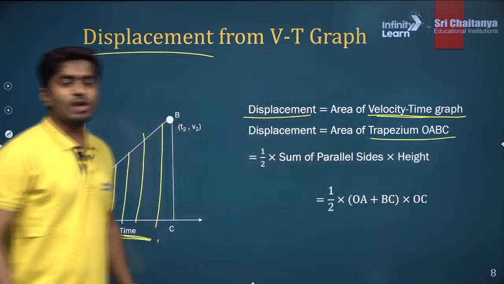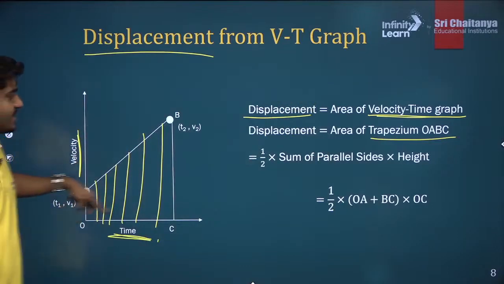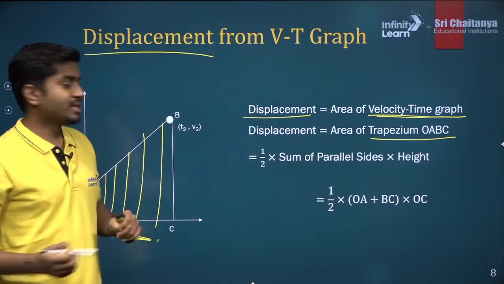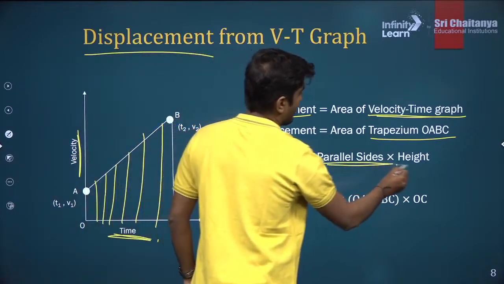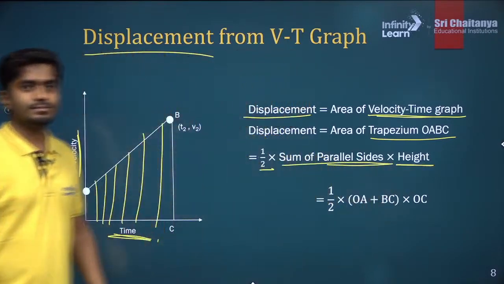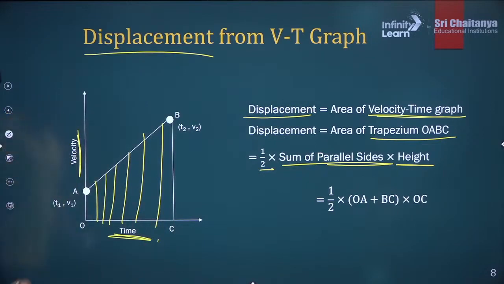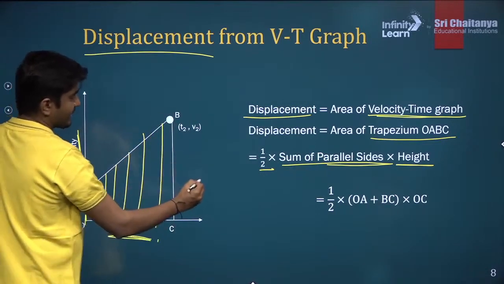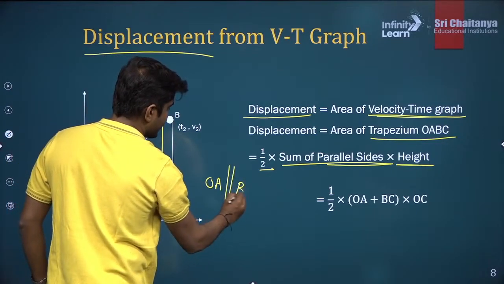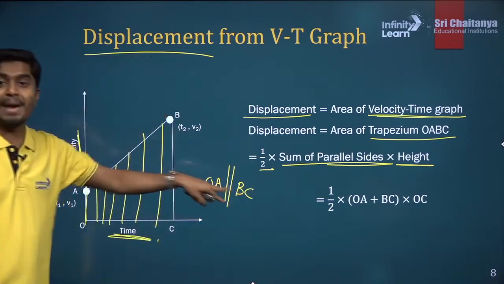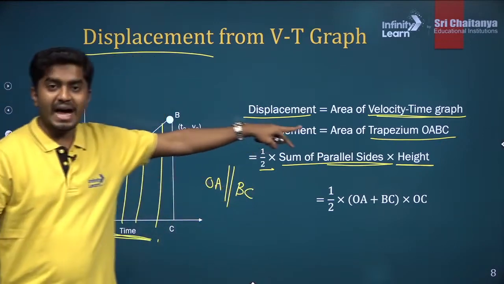OABC. So how will you find the area of a trapezium? Do you know the formula? The formula is half into sum of the parallel sides multiplied by height. So which are the parallel sides? This OA is parallel to this BC. So I'll write down OA is parallel to this side BC. So sum of the parallel sides. And what is the height?